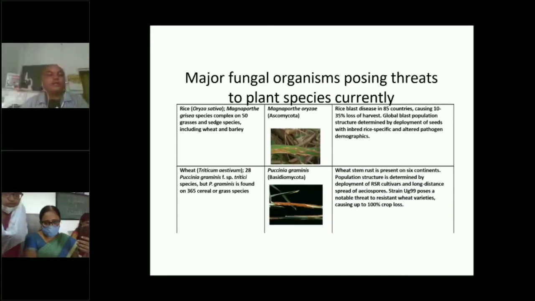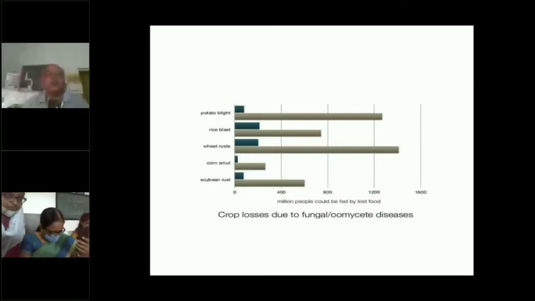In wheat, we have Puccinia graminis, which is also a very devastating pathogen, present on 365 cereals and grasses and in all wheat-producing countries. Recently, we have seen the example of Ug99, the Uganda 99 strain of Puccinia graminis tritici, which has the capacity to cause 100% crop loss, and the government of India has also started a breeding program against it. These fungi are very important, and they also cause losses in soybean rust, corn smut, wheat rust, and rice. These are the important fungal diseases which cause major losses as far as food production is concerned.